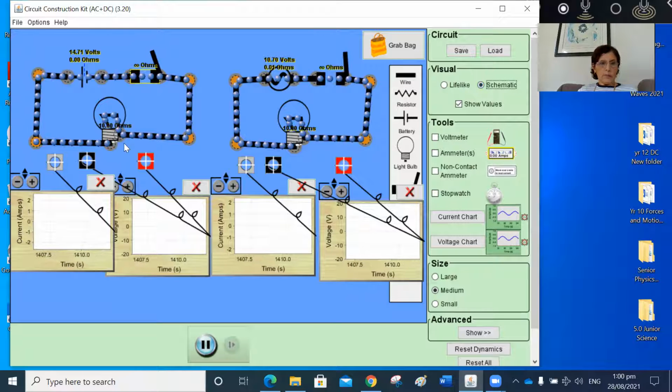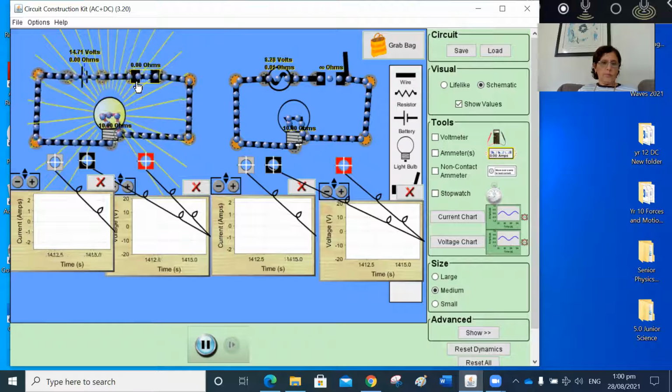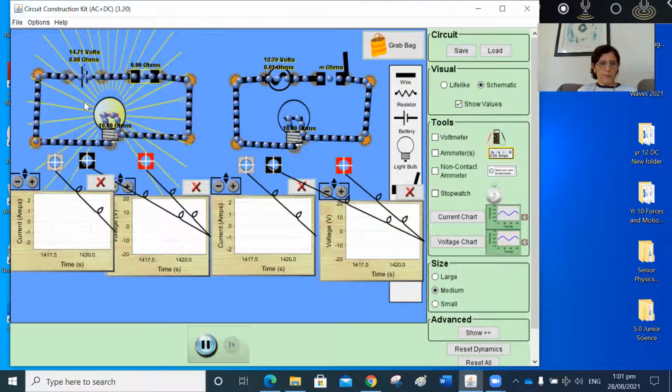So let's see what happens when the switch is closed in a DC circuit. As you can see, the lamp lights up because the charges have started moving and they move in one direction only.